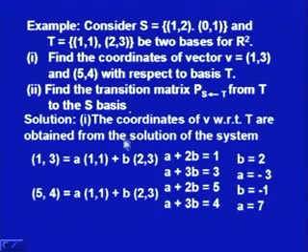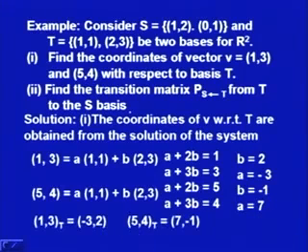Similarly, the vector (5, 4) is represented as a linear combination of basis vectors of T, A(1, 1) plus B(2, 3), and we again solve this system of equations to get B is equal to minus 1 and A is equal to 7. That means (1, 3) in T basis representation is (-3, 2), and (5, 4) is (7, -1) in the basis T.